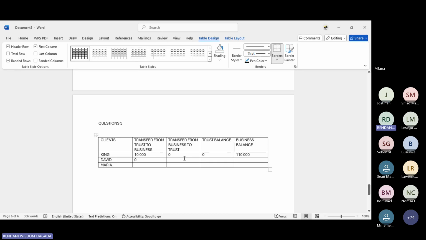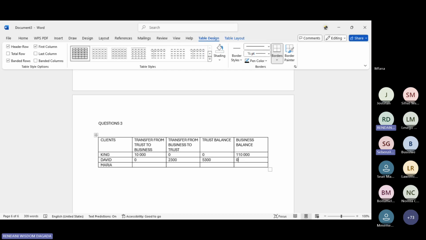And how much do we transfer from business to trust? 2,300. And what is our new trust balance? 5,300. And what is the business balance? 0. Correct.